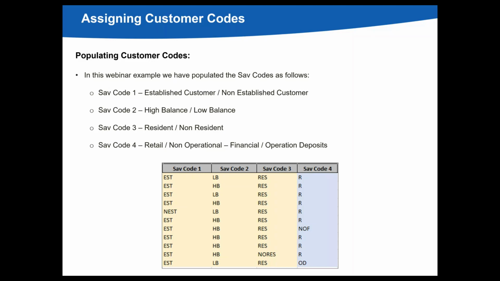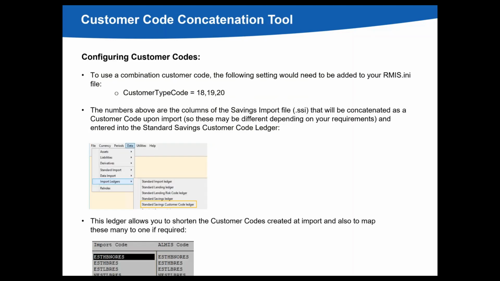In this example, most of the deposits are retail. There's one that's non-operational financial and one operational deposit, so I've captured that as well and put it into one of the SAV codes. I'll explain later how I can use that. Once you've captured the additional data elements in your SSI file, you need to tell Almis which columns you put those in and in which order you want to concatenate them. We do this via an Almis ini setting.